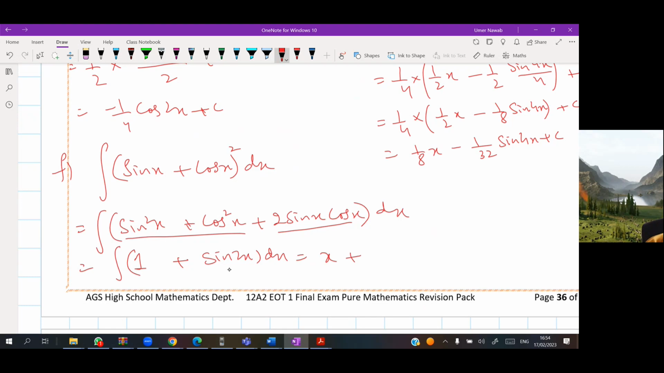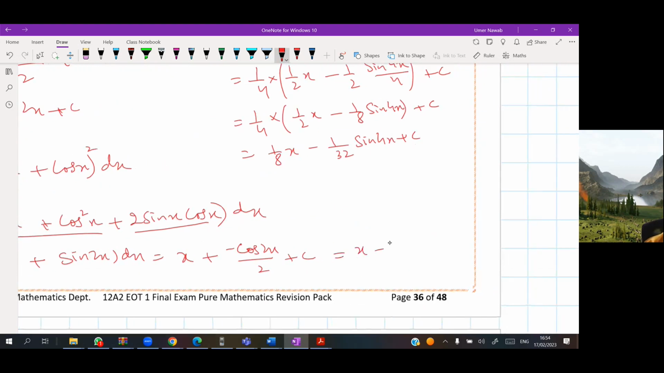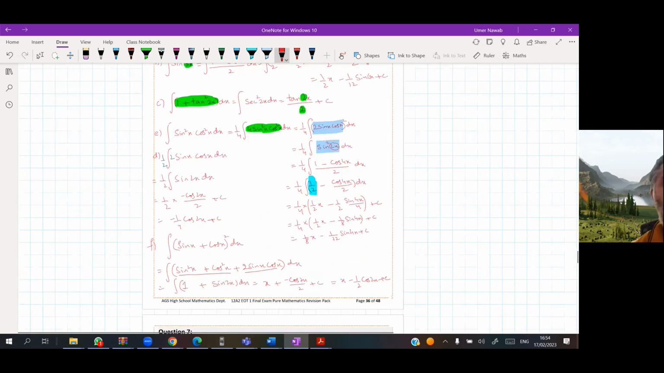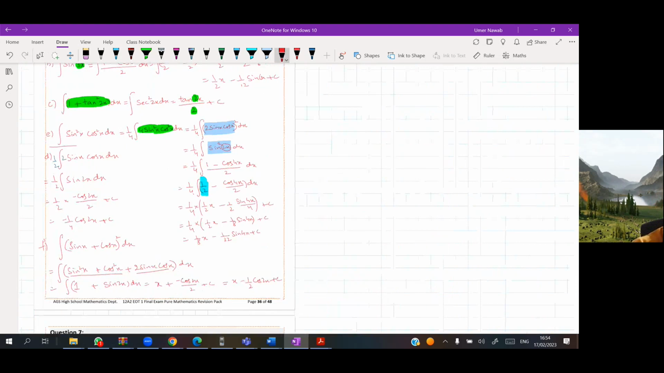Integration of 1 is x. Integration of sine 2x is minus cosine of 2x divided by 2 plus c. And my final answer is x minus half cosine of 2x plus c. So I'm done with all types of questions here.